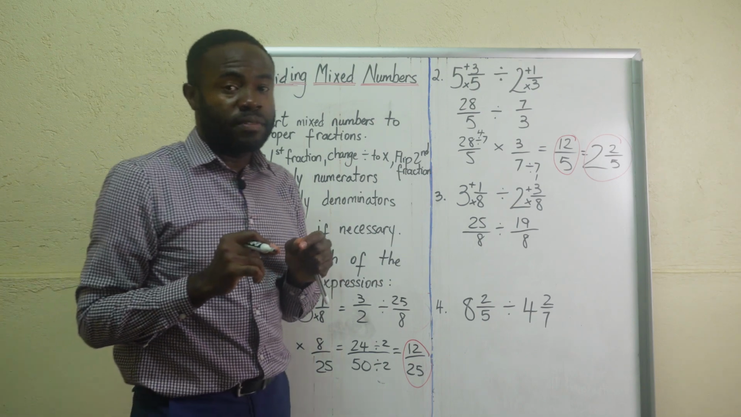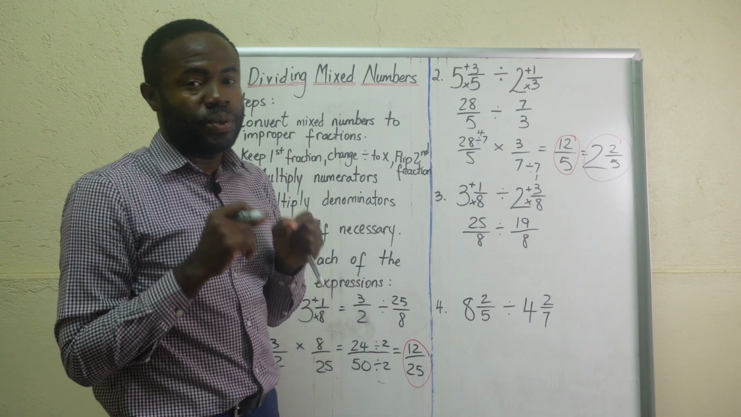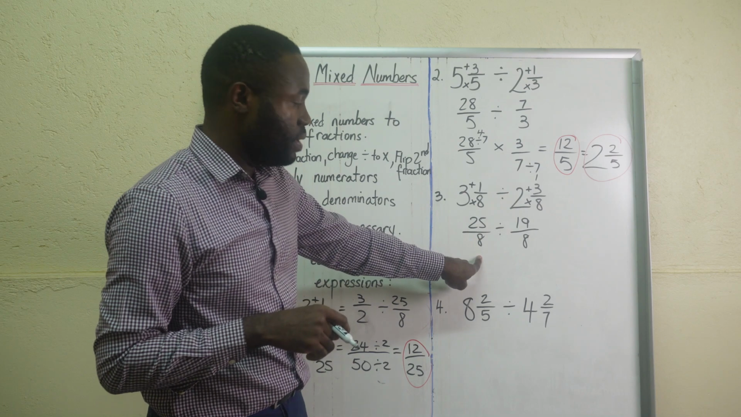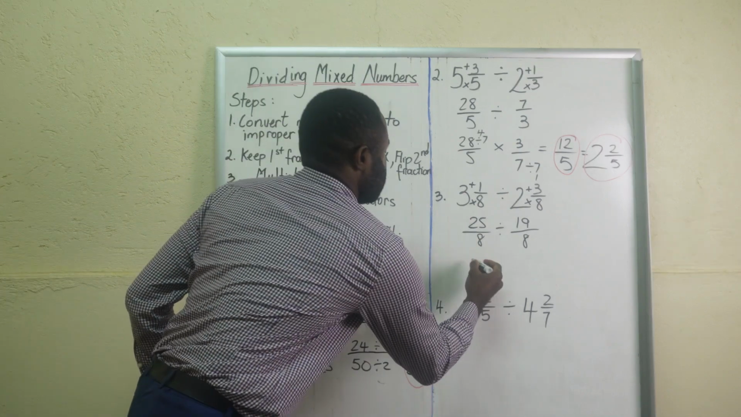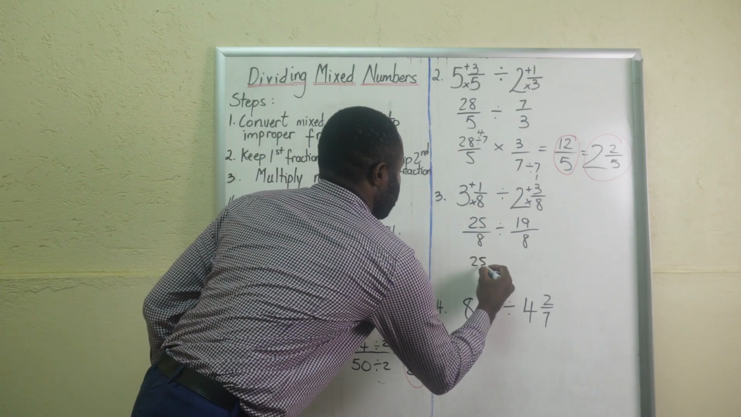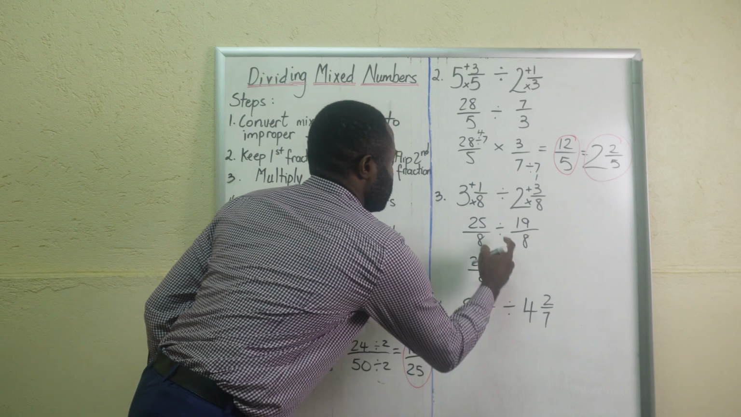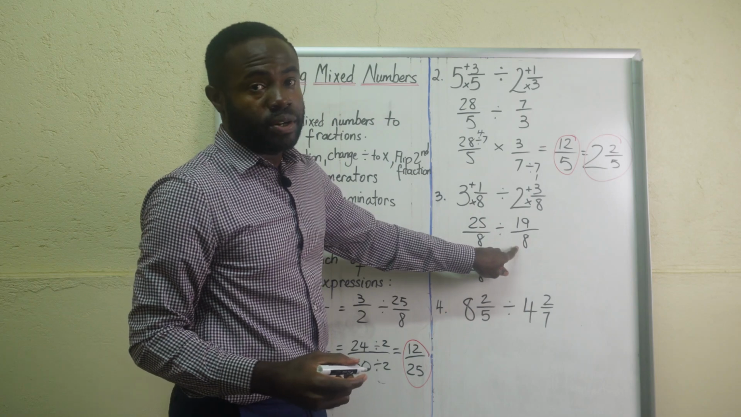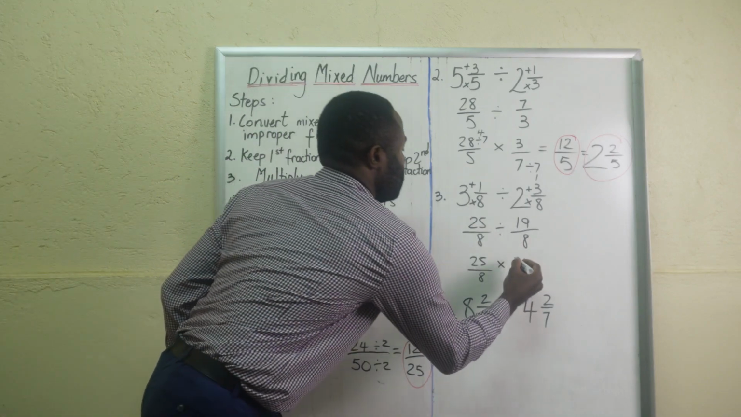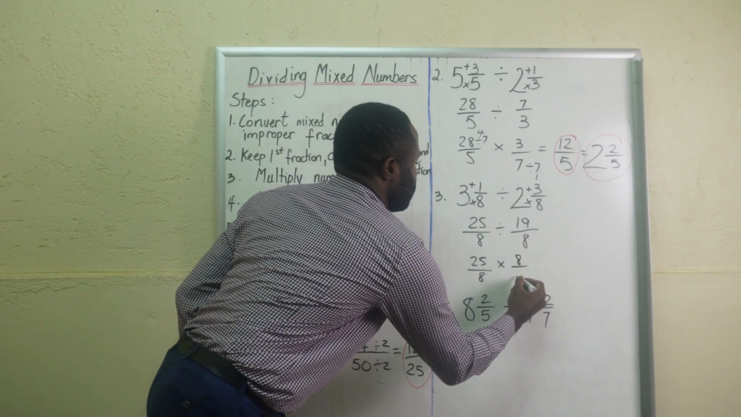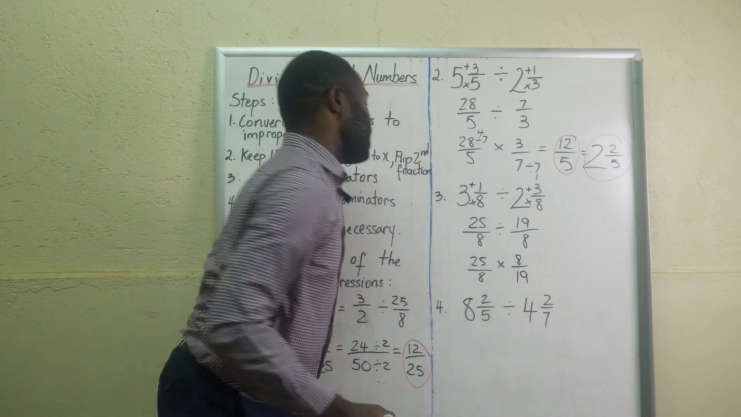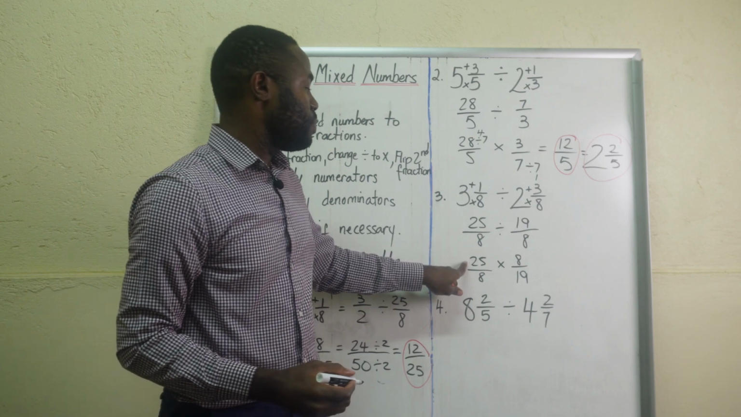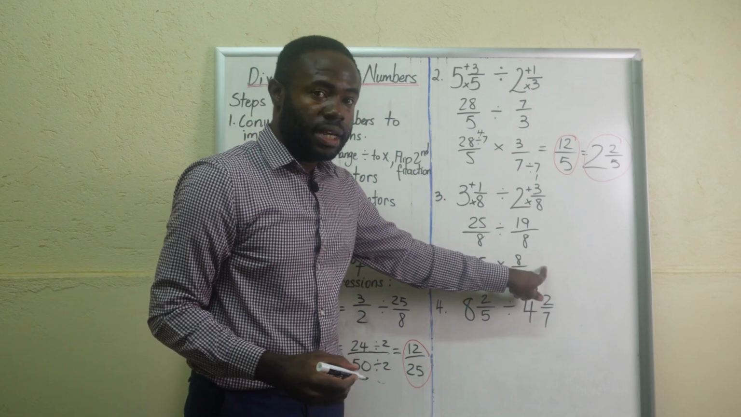If you have not watched my video on division and fractions, ensure that you do after this lesson. Up next, you keep the first fraction as is. So you'll write back 25 over 8. Then you change your division to multiplication. Then you reciprocate or flip the second fraction. That will now become 8 over 19.